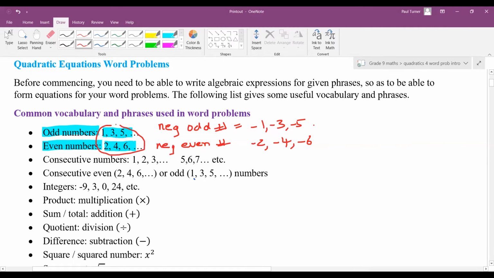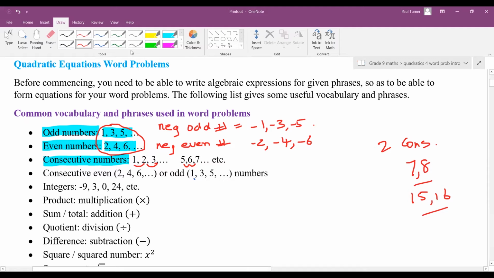We mainly use the positive ones, okay, when we're talking about odd and even, because they're the ones you normally think of, right? Now, another important term is consecutive numbers. Consecutive numbers are ones that follow each other. So, for example, 2 to 3, or 1 to 2, 5 to 6, 6 to 7. So if I said two consecutive numbers, you could write 7 and 8, or you could write 15 and 16, like that. They're just numbers that follow each other.